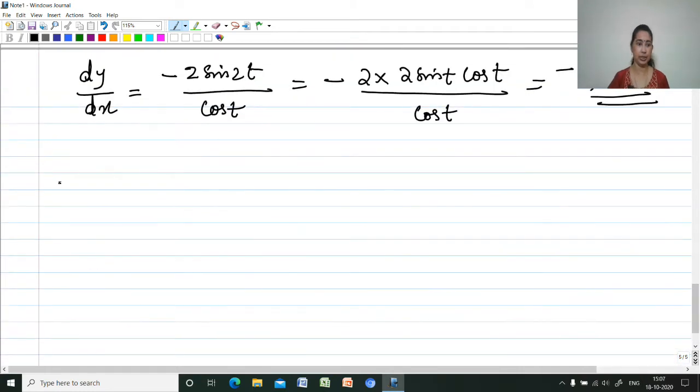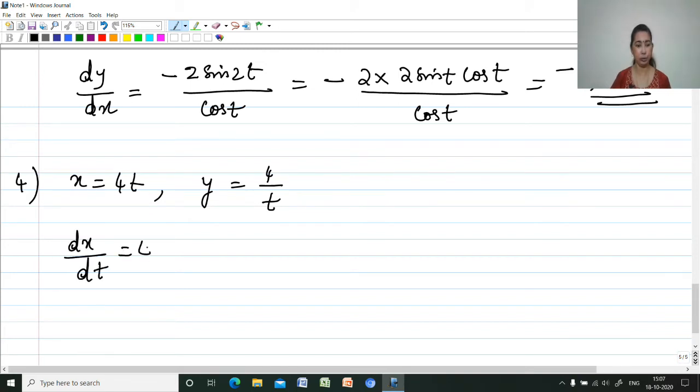Next one, question number 4. X equal to 4t and y is equal to 4 by t. So differentiating, dx by dt is equal to 4 and dy by dt is equal to minus 4 by t square. That is 4 into derivative of 1 by t. Derivative of 1 by t is minus 1 by t square. So dy by dt is minus 4 by t square.